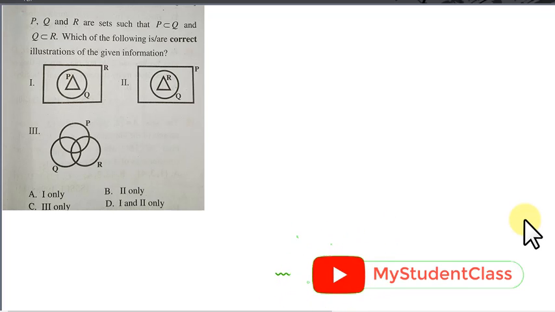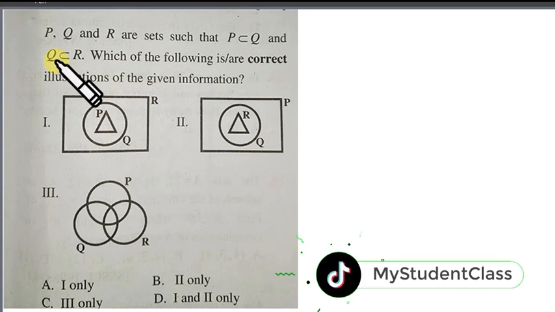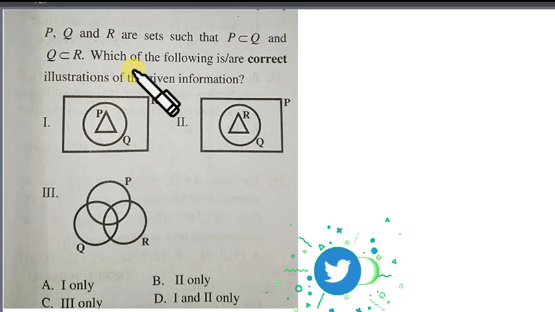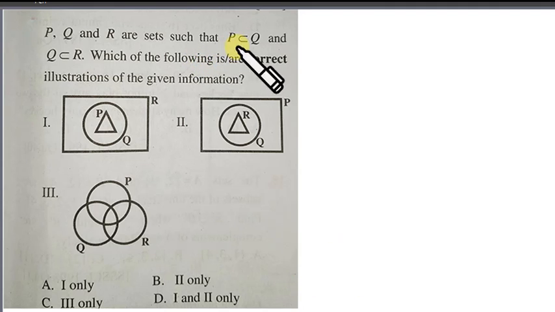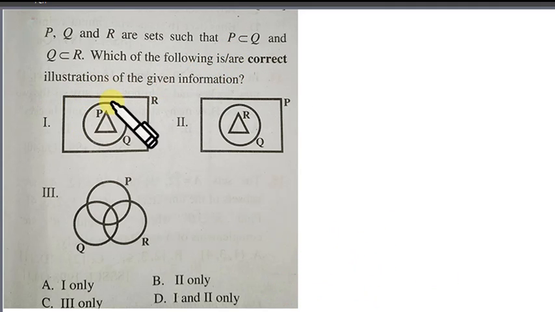That is from SSCE Core Math 1993 Objective Question number 26. It reads that P, Q, and R are sets such that P is a subset of Q and set Q is a subset of R. Which of the following are correct illustrations of the given information? So we have three diagrams here.